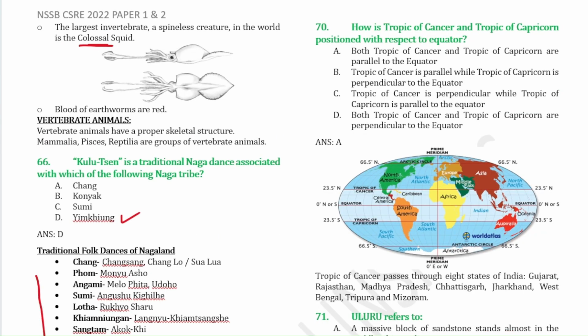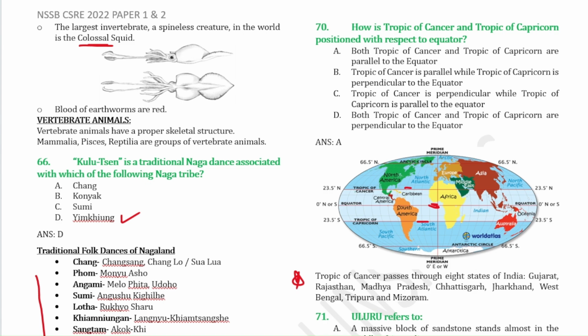Question number 17. How are the Tropic of Cancer and Tropic of Capricorn positioned with respect to the equator? So this is the equator. With respect to the equator, the Tropic of Cancer as well as the Tropic of Capricorn, both are parallel to the equator. And this is important: for the Tropic of Cancer, you have to know the number of states that it passes through.